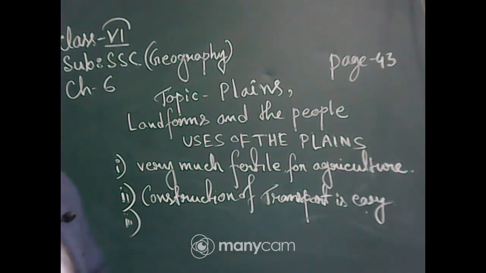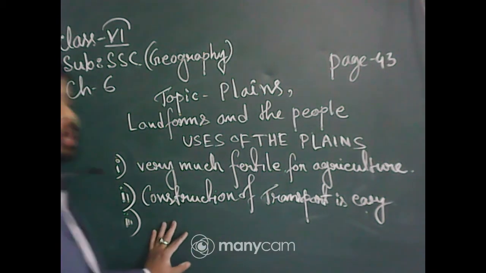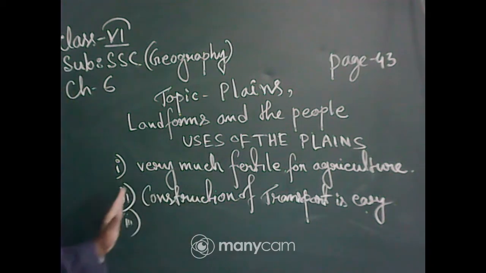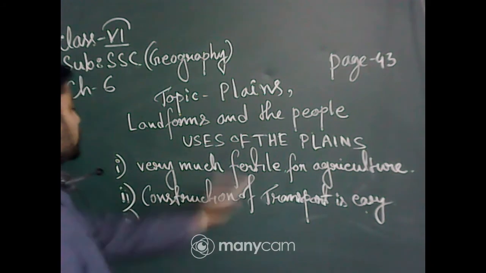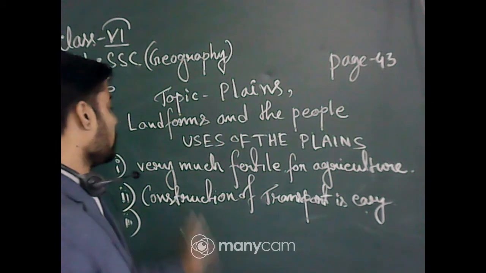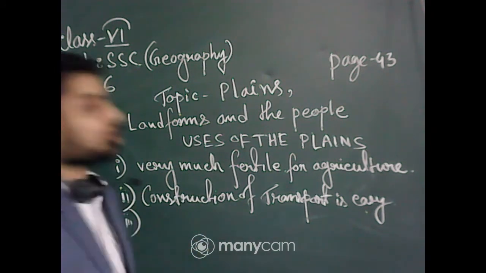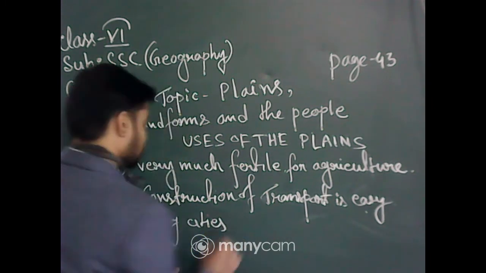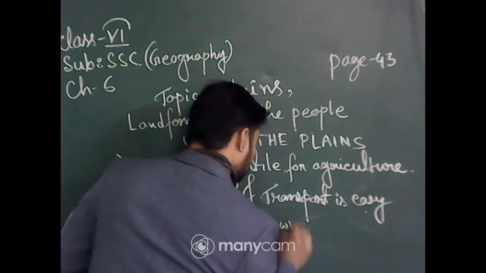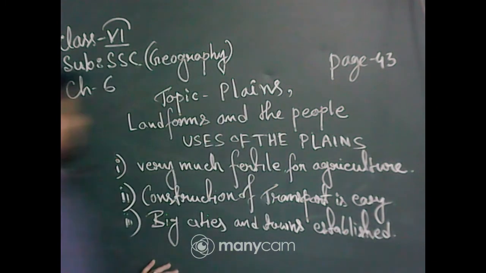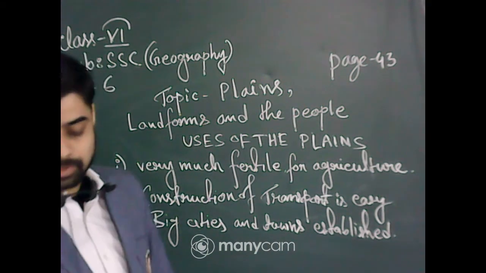these plains are very thickly populated regions of the world. Because of the availability of water and food, and because agriculture is very popular in this region, the big cities are also established here. Many big cities and towns are established on the plains.